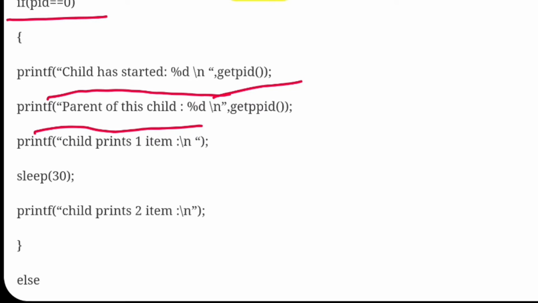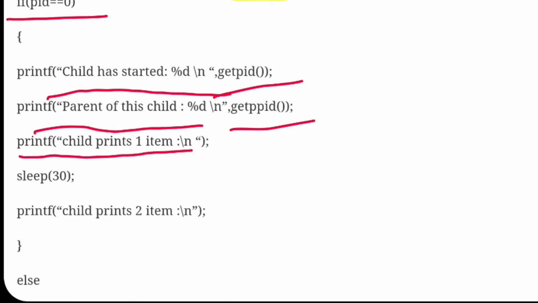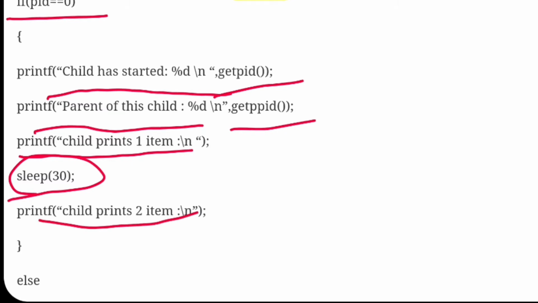of the child, getting PPID. Using this function we are getting the parent ID, and we give a printf statement for understanding the child process. The child prints one item and sleeps the child process for 30 milliseconds. After this, it will print child print 2 items after the 30 millisecond delay.